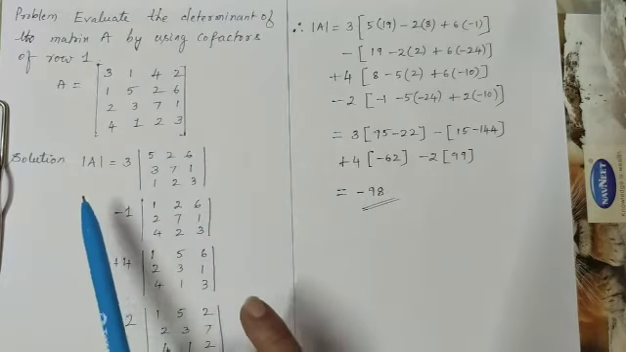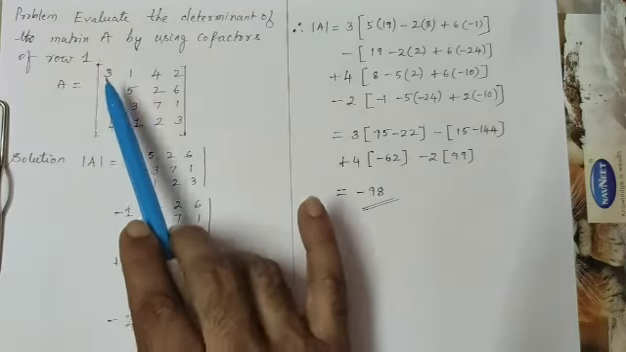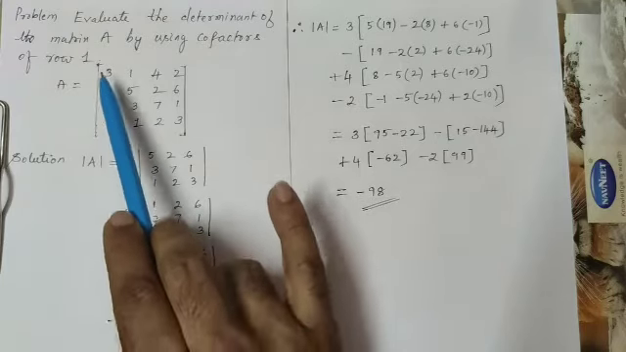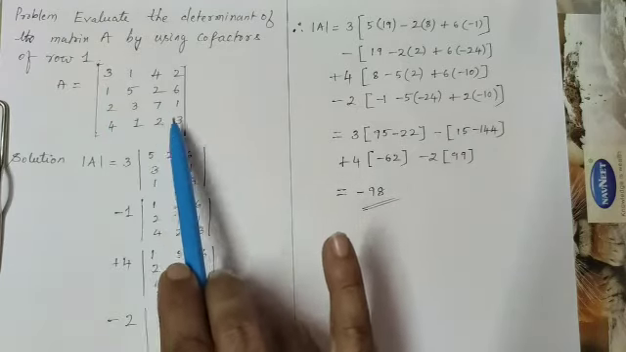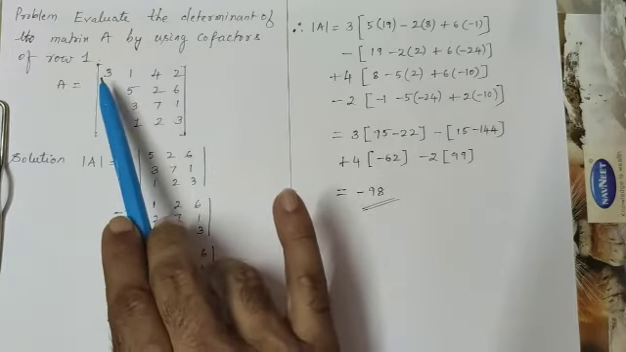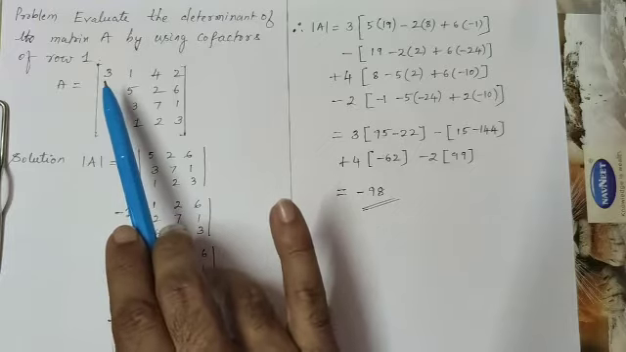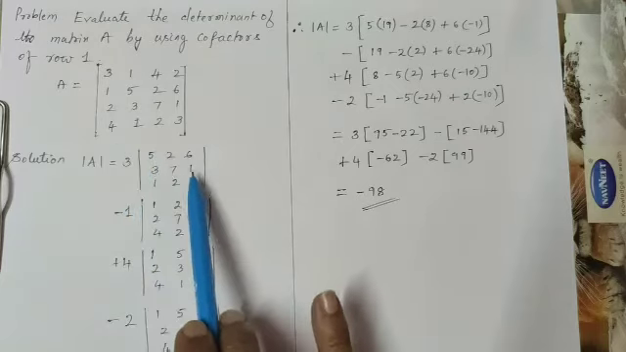So the solution is: the determinant of A is equal to 3 times, so what is the minor of 3? Remove the column and the row, and you will find this matrix. This is the minor of 3. Since this is in the position A1 1, if I add the suffix 1 plus 1, it is 2. So minus 1 power 2 will be positive 1. So 3 times, write this matrix here.